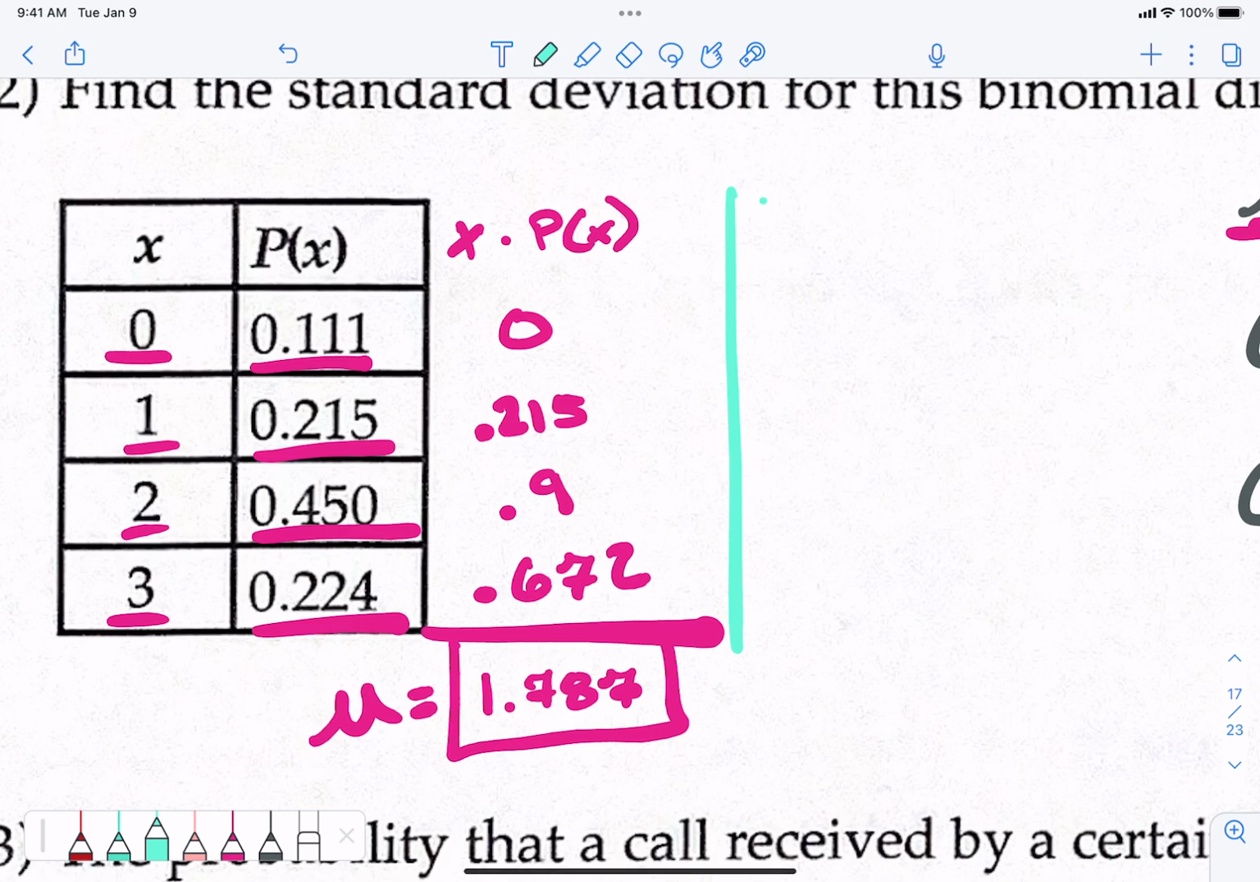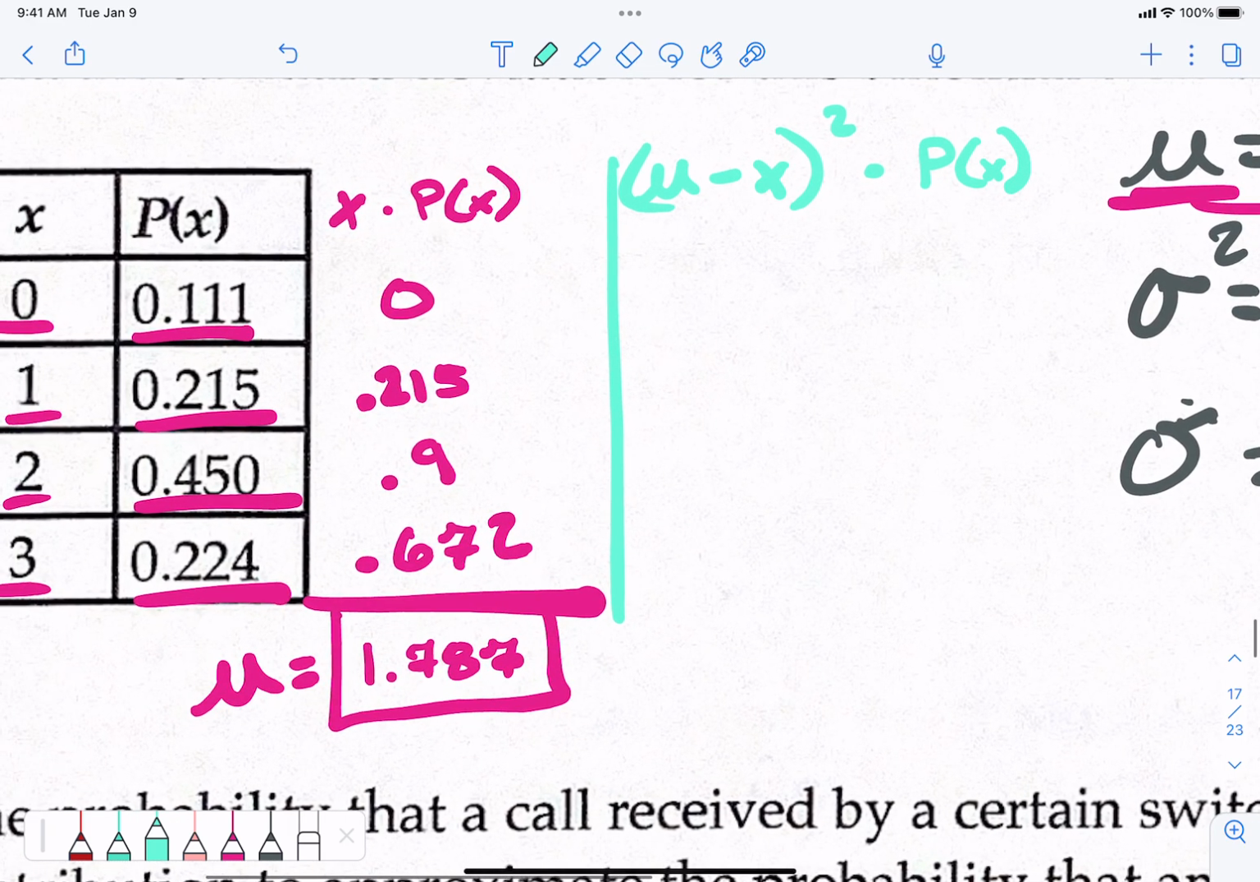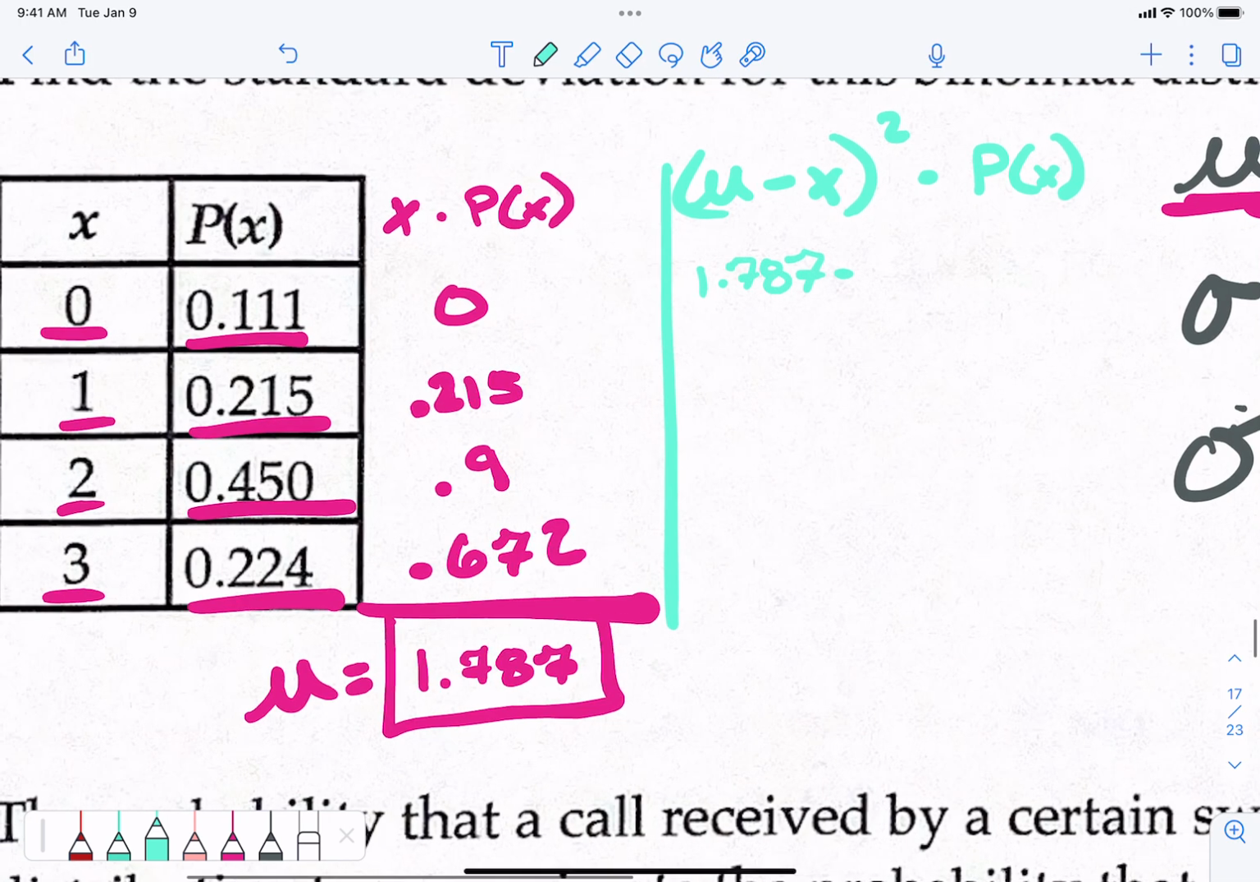Okay, I have to take all the x minus, or no, excuse me, wrong. Mu minus the x's. I'm going to square them, and I'm going to take it times p of x. I'm going to write all the work out for each one of these. Okay, you ready? What's mu? Average. 1.787 minus, what's my first x? 0. Okay, I'm going to take that and I'm going to square it. And I'm going to take that number times 0.111 because that's p of x, okay?